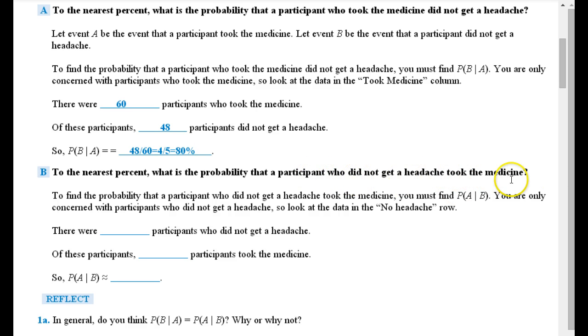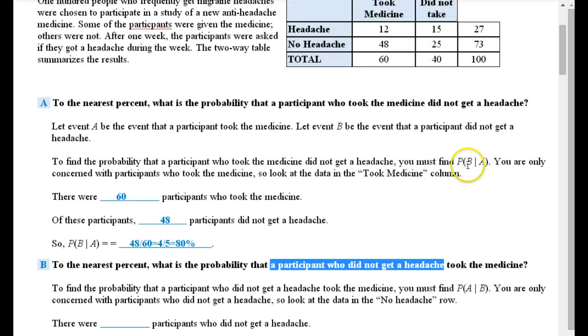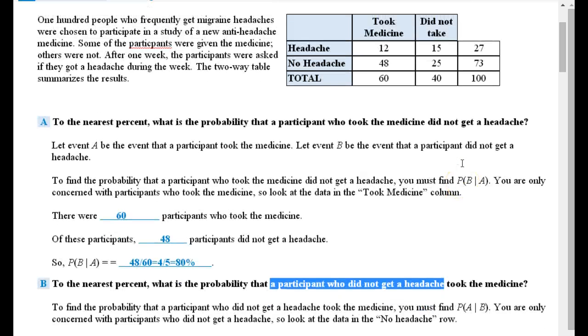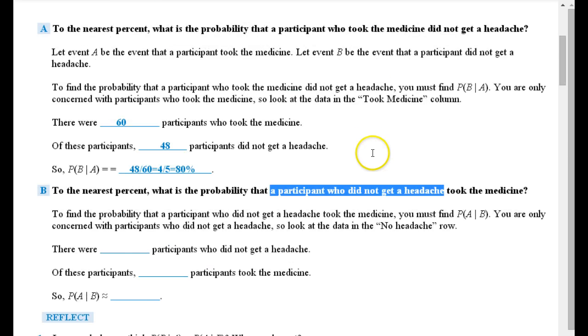Next part, to the nearest percent, what is the probability that a participant who did not get a headache took the medicine? So they're asking us about participants who did not get a headache. So this is now the probability of A given B. So the probability of A, that a participant who did not get a headache, so we're looking at these people here, and that's 73, took the medicine. That'd be the 48.